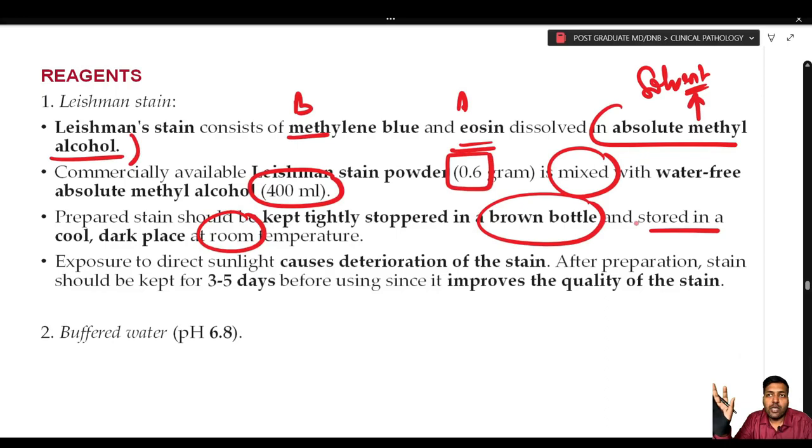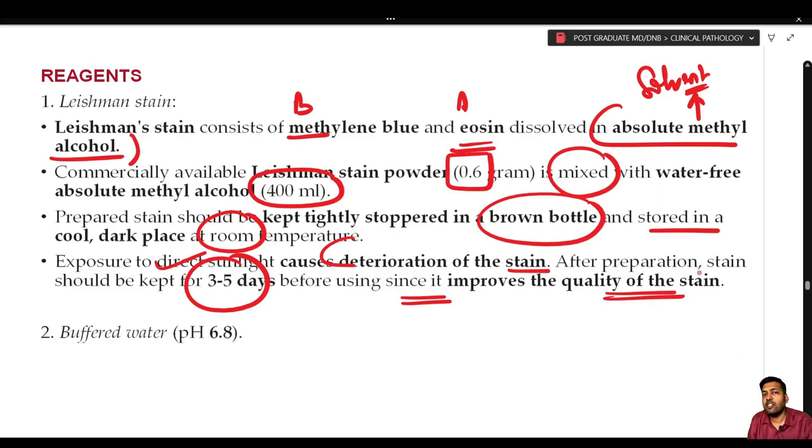In whatever way you do, you should always keep it in a dark colored bottle away from sunlight, and you should ideally keep it in the incubator at 37 degrees. The longer you keep it, the better it is. There is better staining, there is better ripening of the Leishman stain. Not only that, on a weekly basis you have to filter as well. The first time you prepare the Leishman stain, you filter it twice, and then you keep it in the incubator for 7 days. Exposure to direct sunlight will cause deterioration of the stain. After preparation, the stain should be kept for 3 to 5 days before using it, since it will improve the quality of the stain. As I told you, once you prepare the stain, it is not used at that time.